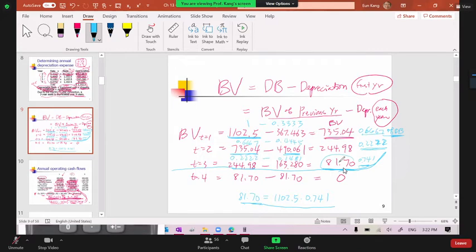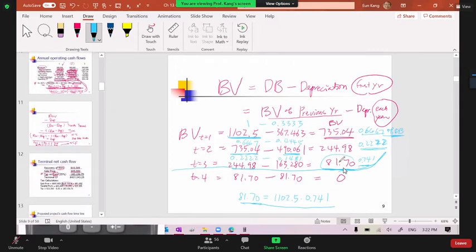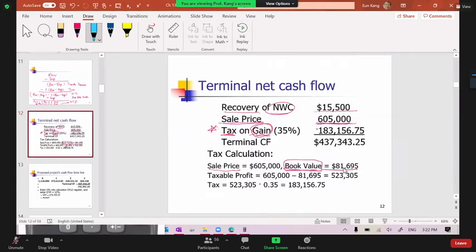Many people miss this. Believe it or not, this is a typical part. Many people miss calculating book value. Once you calculate book value like this, right? Then let's go back to here. Then we understand 81,695. This is because we use real numbers, and before some rounding errors, 81,700, so a $5 difference, right?